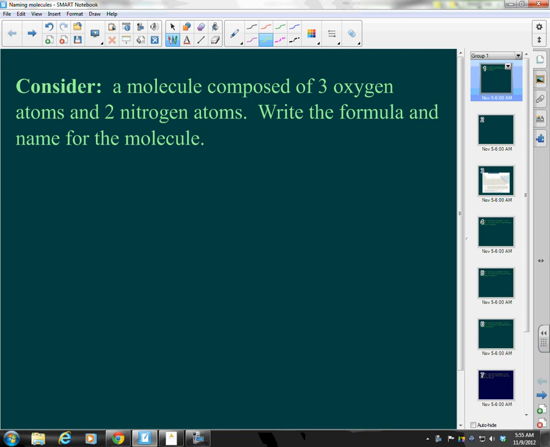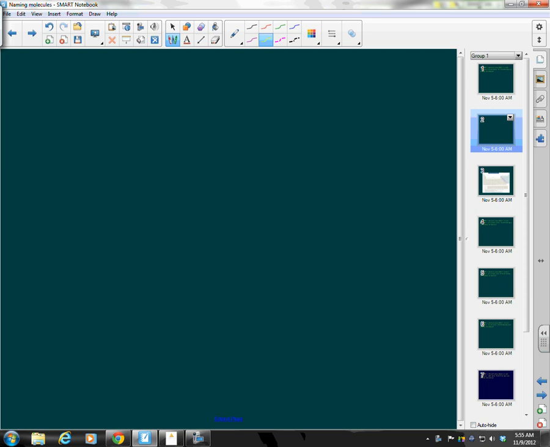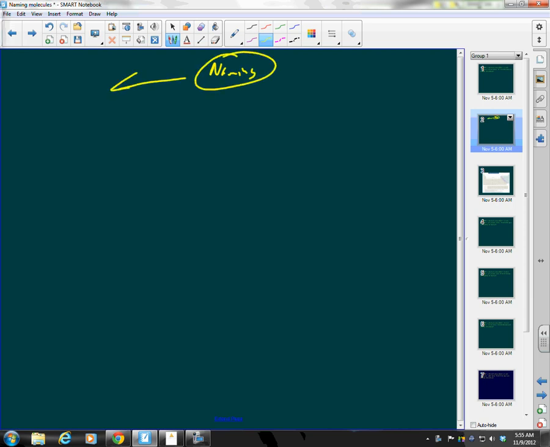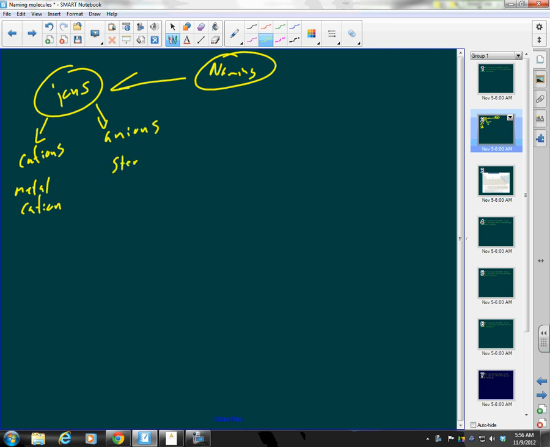Last time we talked about how to name ionic compounds, so let's go back and write some notes here. We've got naming, and over here ions. We have cations, and we name them a certain way: usually the metal plus the word cation. Over here we have anions, and how do we name them? We take a stem and put the suffix "ide" on there.